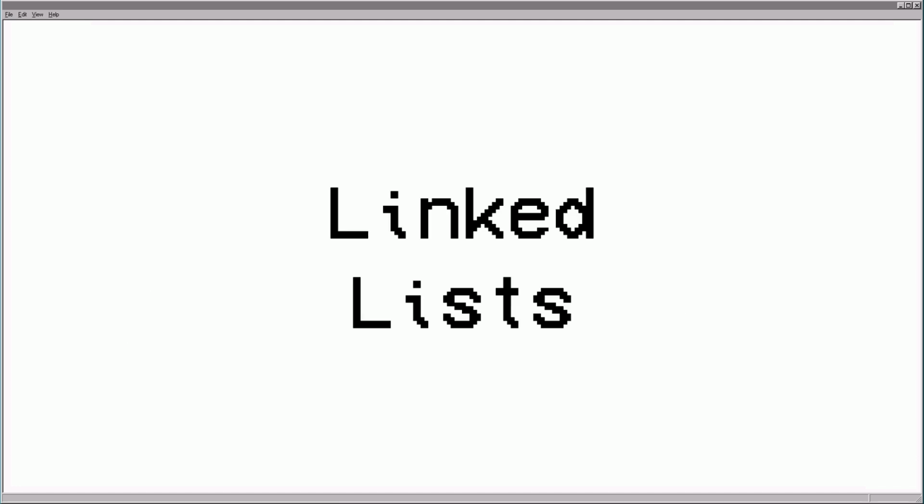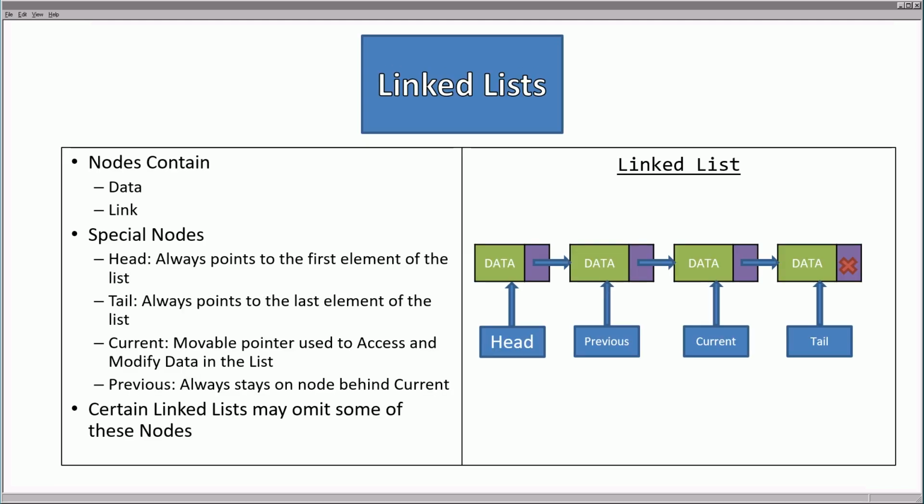The linking structure that we then addressed was called a linked list. Now, specifically with a linked list, just like a linking structure, you have this thing called a node that contains data and a link. Along with this, there were some special nodes like head, tail, current, and previous, which were used for different purposes as we were developing this linked structure.